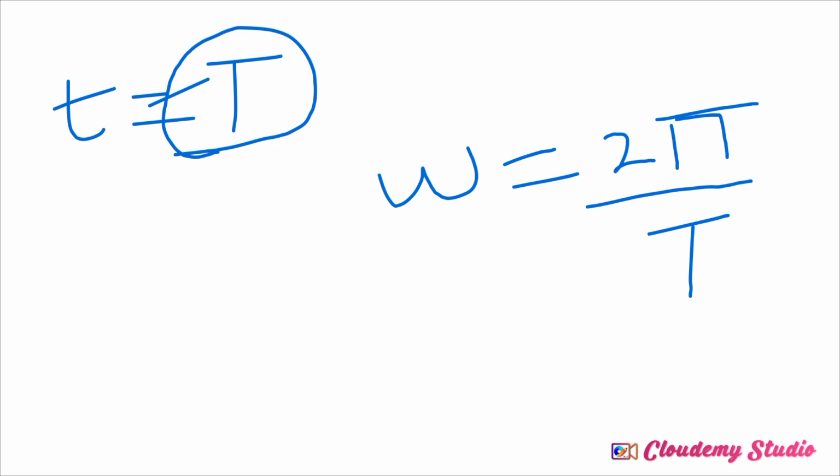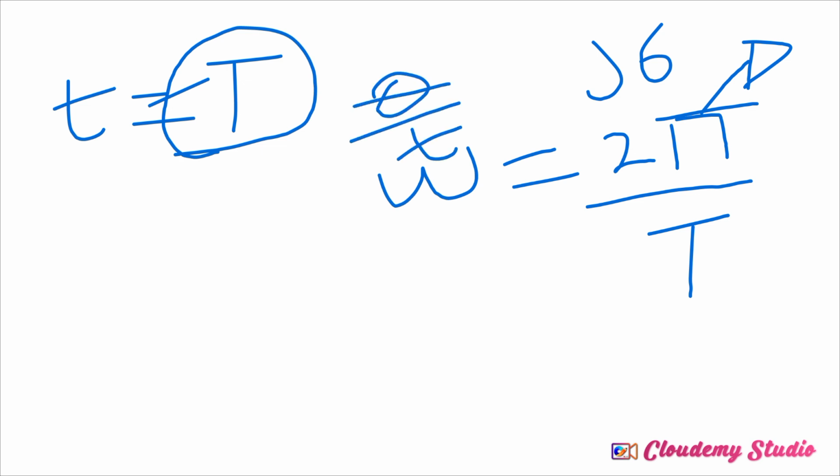What does this 2 pi mean? 2 pi means 360 degrees, right? That shows a complete revolution. So a complete revolution is 2 pi, right? So basically, it's still the same thing as this over t. I'm just trying to bring something out.